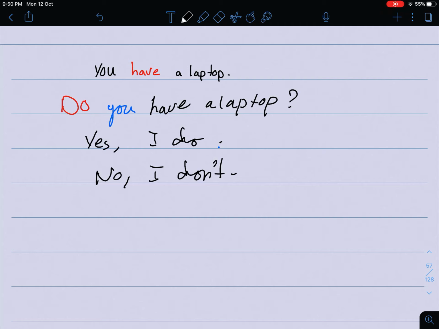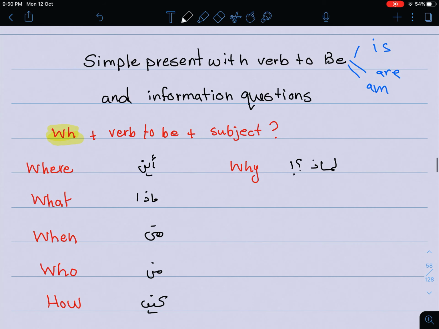So this is mainly regarding a negative statement and yes or no question, and again affirmative statement. Now let's move on to the next part, which is simple present with verb to be and information question.